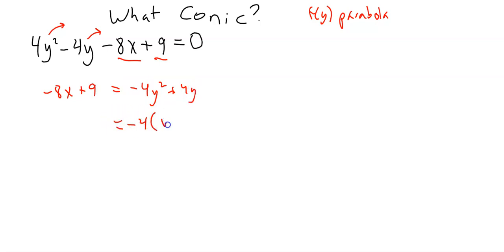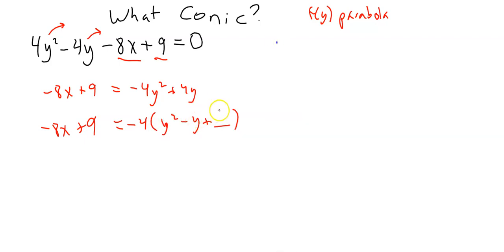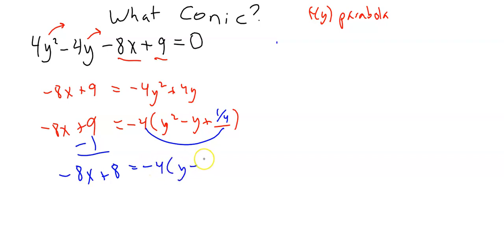Negative 4 I'm pulling out. So y squared minus y plus blank. And this is negative 8x plus 9 still. So what number will I add there? Let's see. Half of 1 squared is 1/2. 1/2 squared is 1/4. But I didn't just add 1/4. I added negative 4 times 1/4. So I added negative 1, or subtracted 1. So I get negative 8x plus 8 equals negative 4 times y minus 1/2 squared.